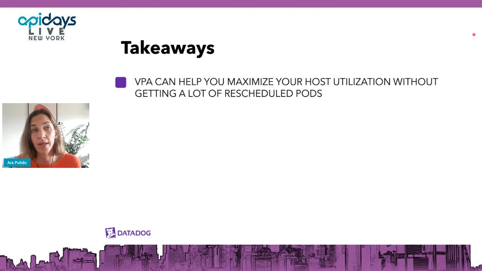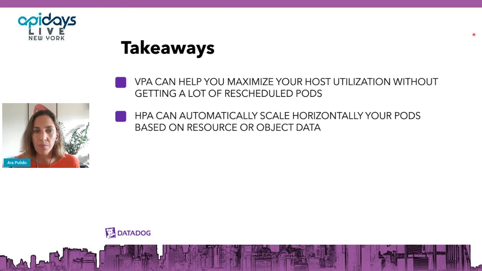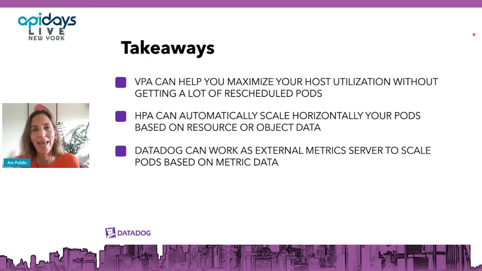The first takeaway is the vertical pod autoscaler helps you decide how much CPU and memory you have to request for your pod. It's not really autoscaling. But the real autoscaler is the HPA, which can automatically scale your pod horizontally, creating more replicas or fewer replicas based on resource data, or based on any metric that you can think of, any metric that you have in your monitoring system, thanks to the external metric server provider.